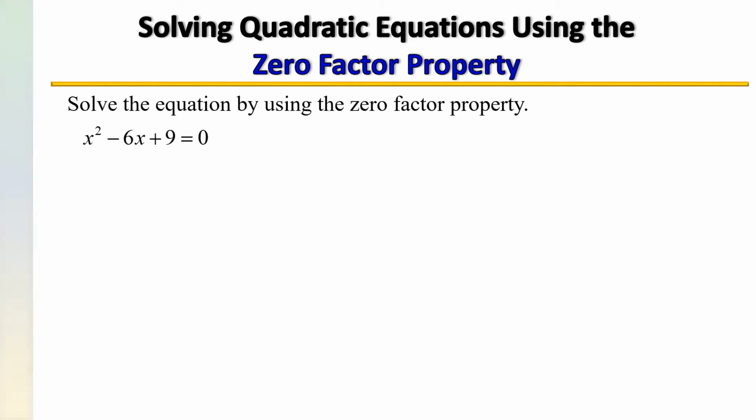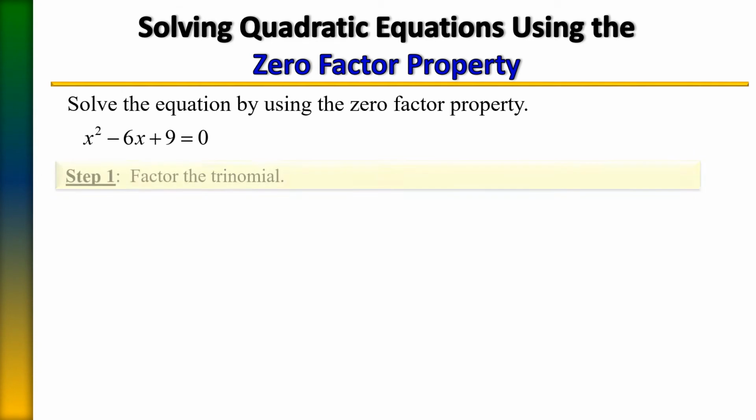In the next example, we're asked to solve the quadratic equation by using the zero factor property. Again, this one is in standard form already, so let's proceed with factoring it. This factors into x minus 3 times x minus 3. In other words, a binomial squared, because this is actually a perfect square trinomial, which factors into two binomials.